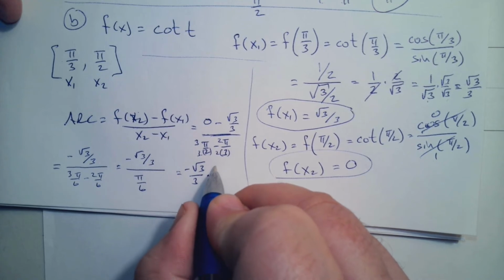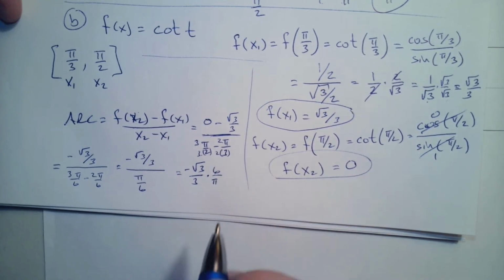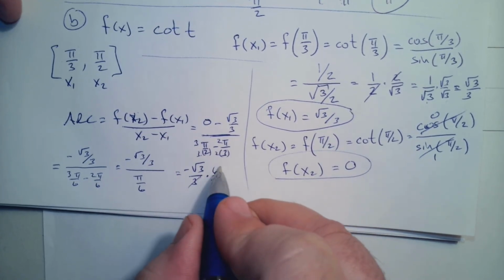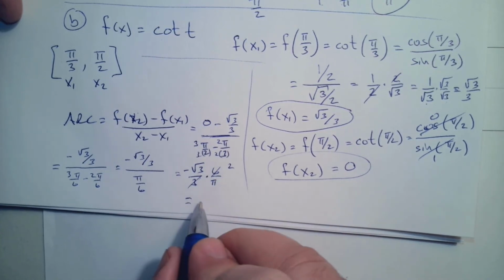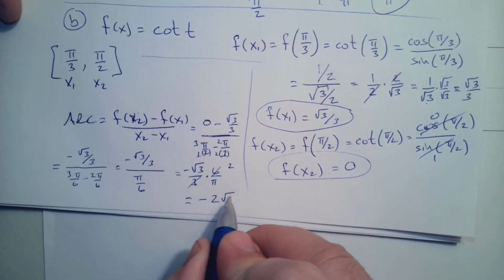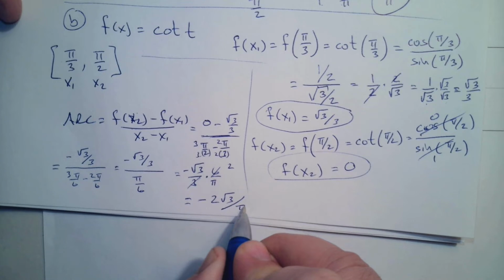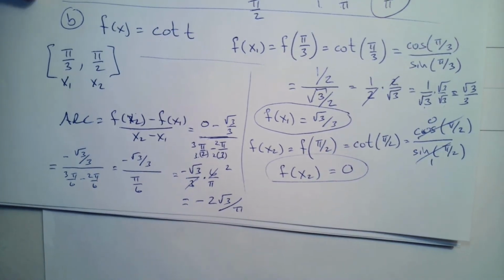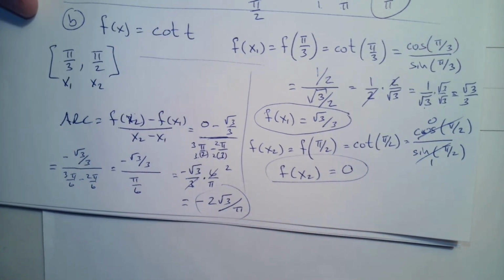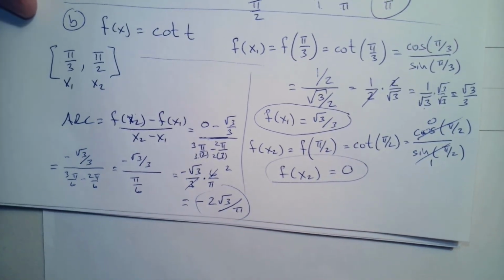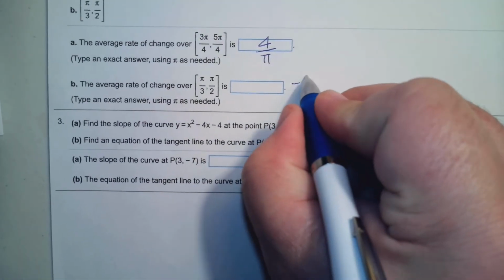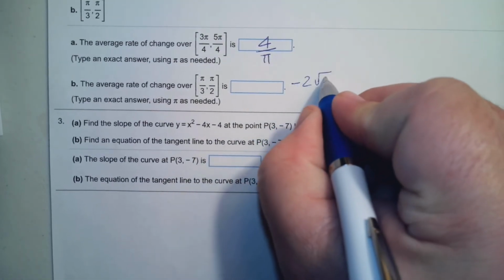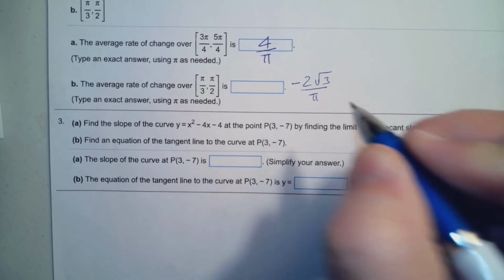Flip the bottom, so you have 6 over pi. 3 goes into 6 twice. So the answer is negative 2 radical 3 over pi. And that's your answer for B. Negative 2 radical 3 over pi.